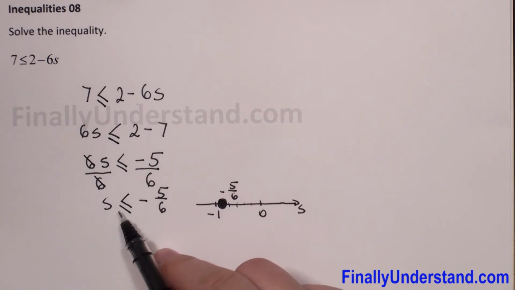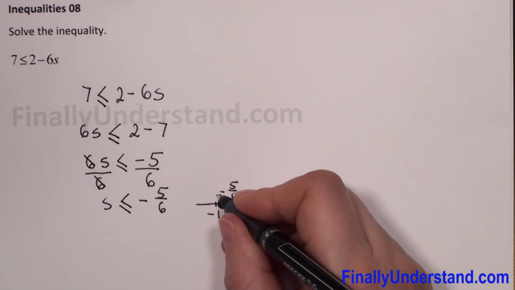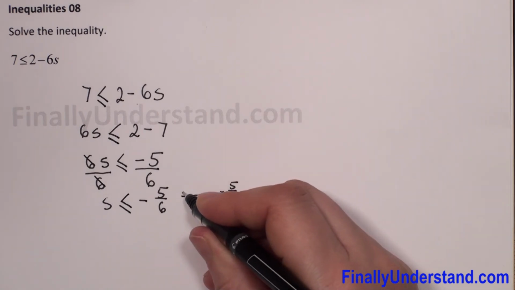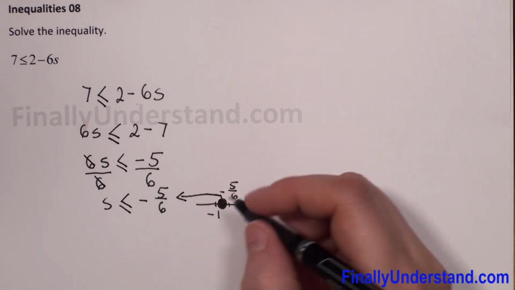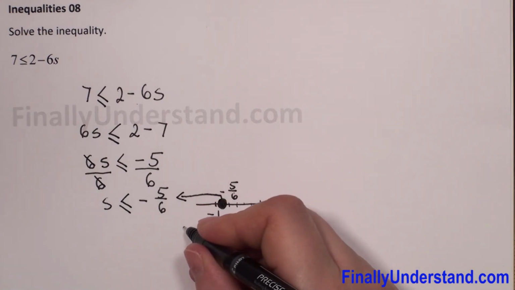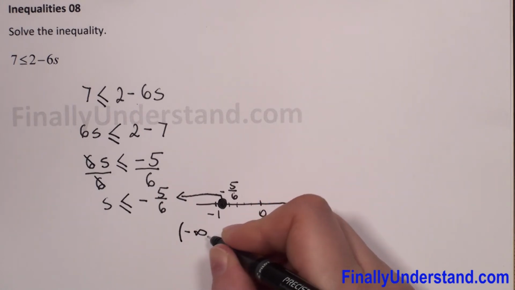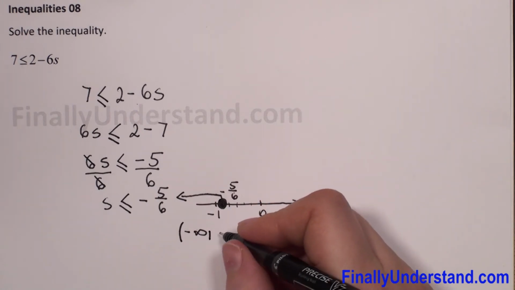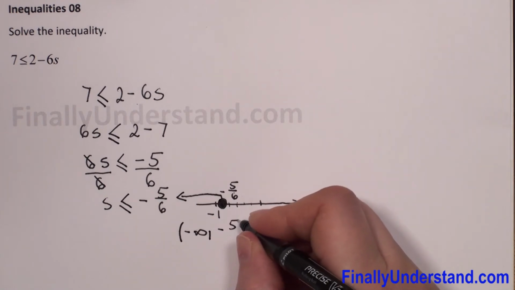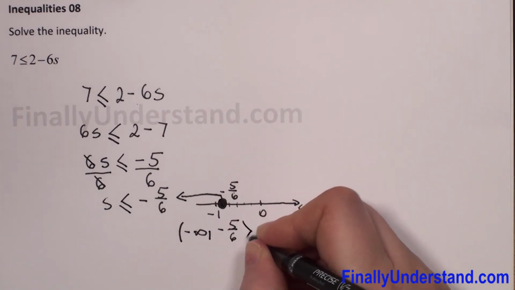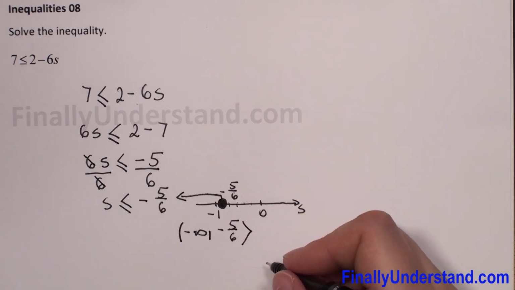And we have the less-than sign, so it's going to the left side. It means to negative infinity. So our interval is open on the left side, from negative infinity to negative 5/6, closed on the right side.